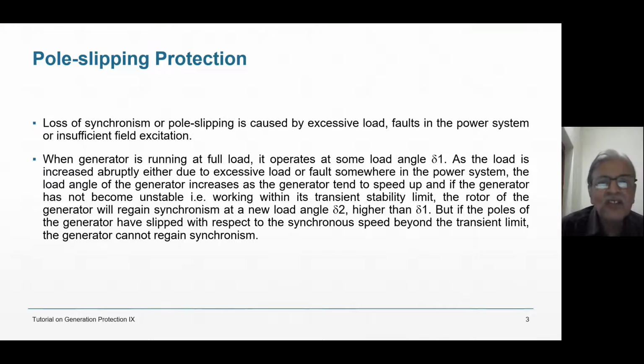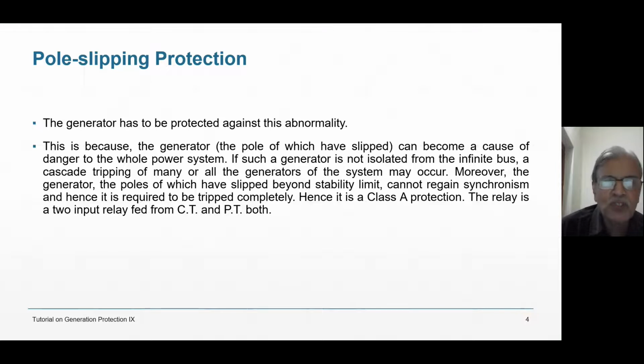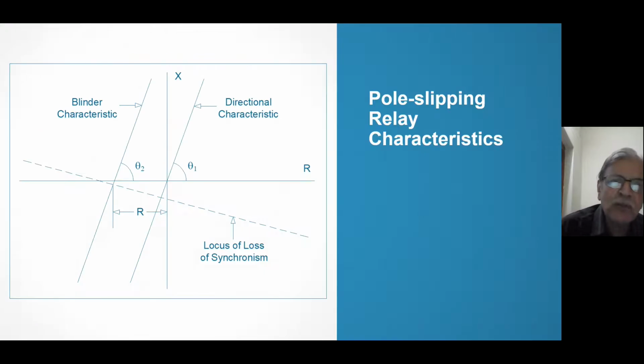So how does the generator sense that pole slipping? Right? That is very important. So the relay is obviously a two input relay. It is a distance relay and it is fed by CT and PT both. So what kind of protection do we give? Protection usually given is of this kind.